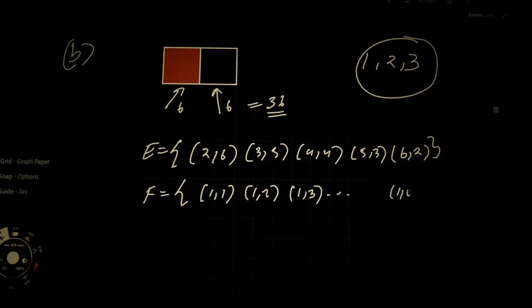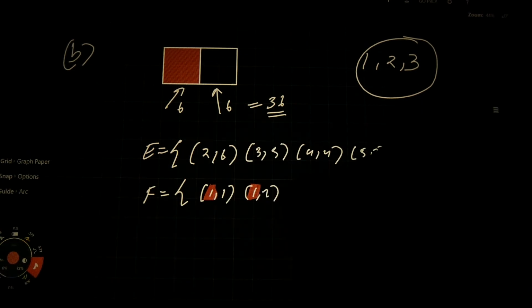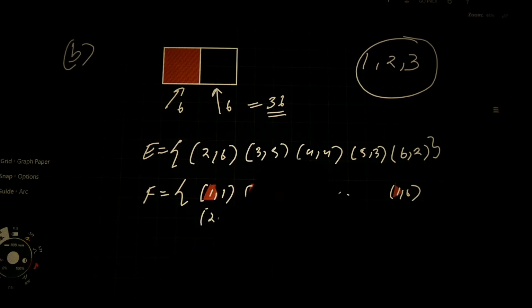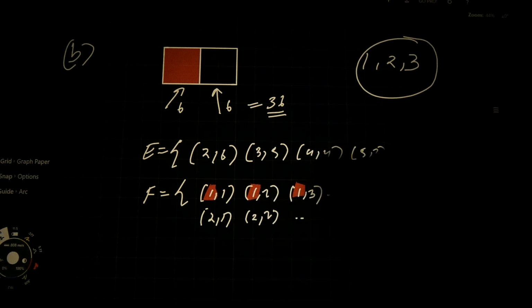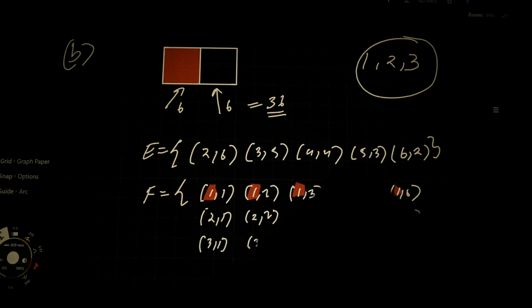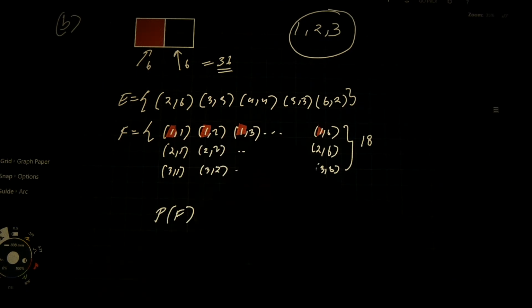up to 1, 6. Similarly, because it says the red die results in a number less than 4, the next is 2, 1, 2, 2, etc. up to 2, 6. 6 elements there. Then we have 3, 1, 3, 2, etc. up to 3, 6. So there's a total of 18 elements. So what is P of F? P of F is equal to 18 divided by 36. Let it stay.